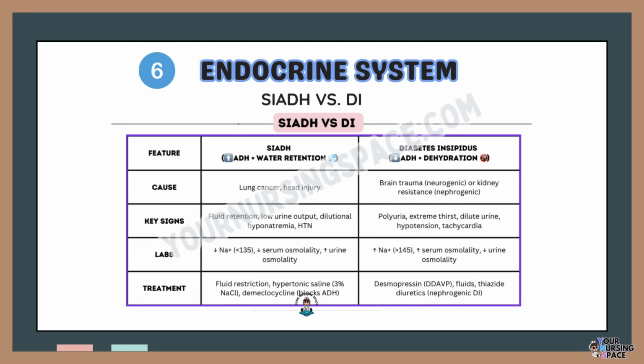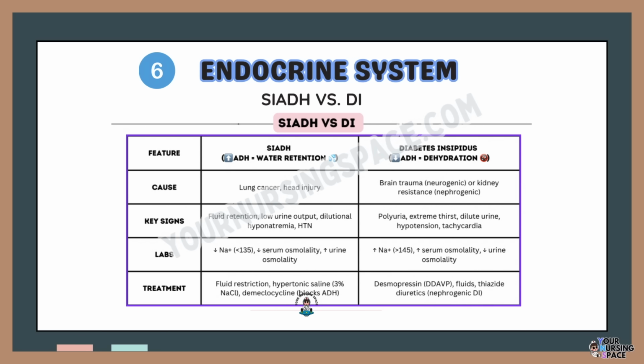In SIADH, or syndrome of inappropriate ADH, the body retains too much water, leading to dilutional hyponatremia. This means the sodium in the blood becomes dangerously low, causing fluid overload, very little urine output, and confusion or even seizures. The main treatment is fluid restriction, and in severe cases, patients may need hypertonic saline, such as 3% sodium chloride, to correct sodium levels.